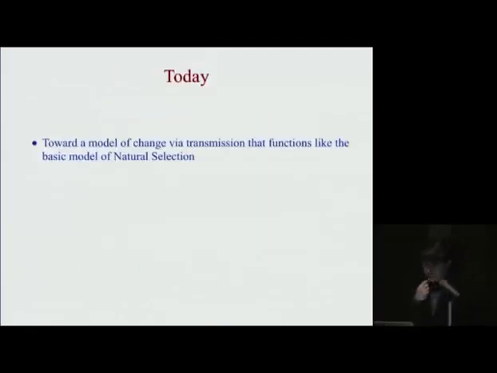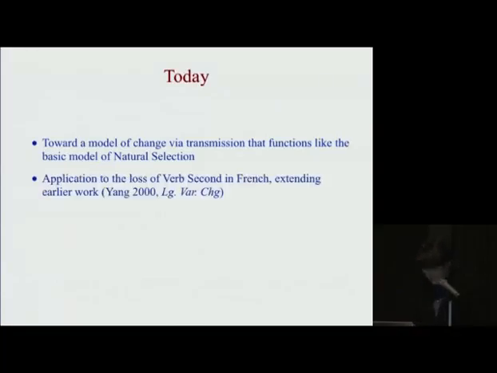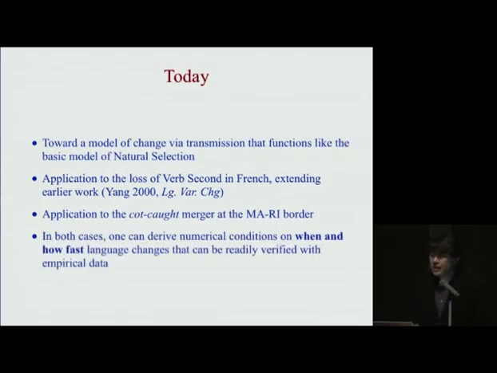So this is what I'm going to do today. Today I'm going to try to develop a model of change via transmission that more or less functions like the basic model of natural selection. And then we'll look at one particular case of the change in word ordering, extending some earlier work: the change in word order in French. That takes a long time to work. And then also a more recent one, namely this cot-cod merger. In both cases, we'll show that you can actually predict when the change is going to occur, how long it's going to take the change to actuate in the population, and eventually why this change had to occur.